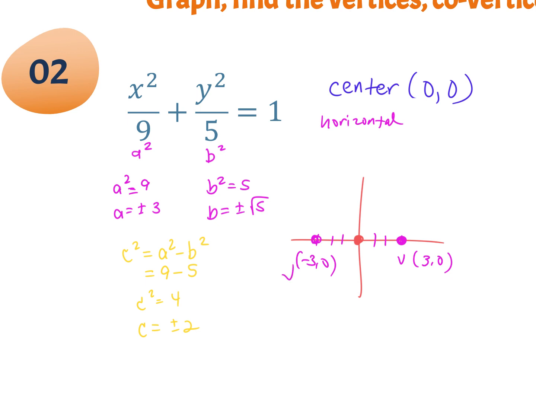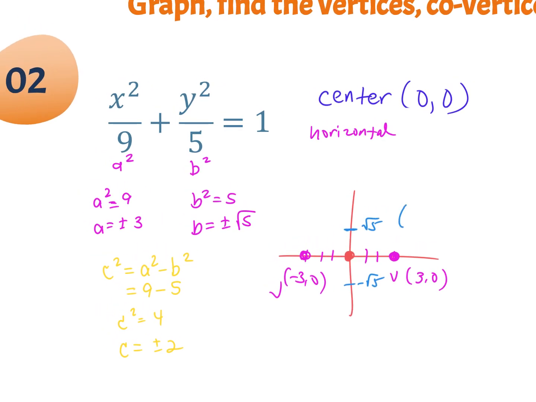Everybody okay? All right, now where am I going to go? What do you want to do next? Your co-vertices. Since my major axis is left and right, then my co-vertices are going to be up and down, yeah? So I'm going to go up here, say this is the square root of 5, and down here is negative root 5. Okay, so if I had to write that as an ordered pair, it would be 0, comma, root 5. This would be 0, comma, negative root 5, correct?